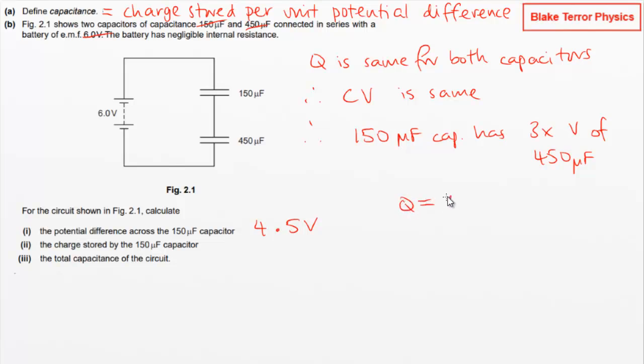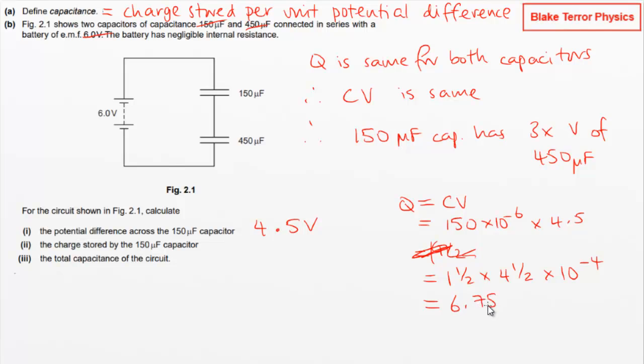So what is the charge stored in that 150 microfarad capacitor? Our charge stored is the capacitance multiplied by the voltage. So that's 150 times 10 to the minus 6 multiplied by 4.5. So that means we've got 1.5 multiplied by 4.5 multiplied by 10 to the minus 4. 1.5 times 4.5 is 6 3/4. So 6.75 times 10 to the minus 4 coulombs, 6.8 times 10 to the minus 4 coulombs to two significant figures. So that's our charge stored.